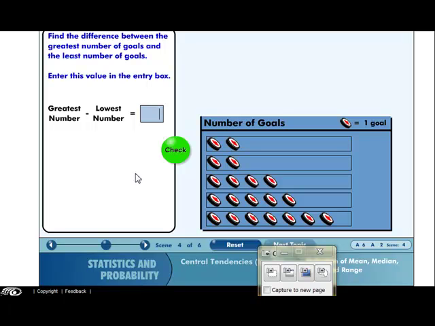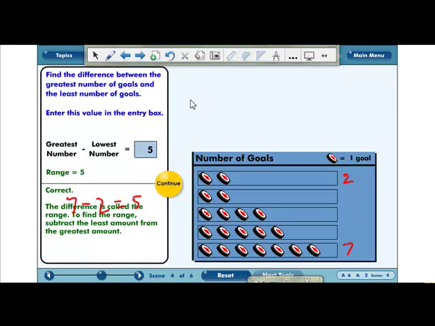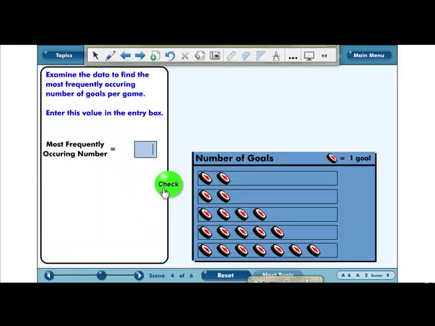We need to find the range. The range is the greatest number minus the lowest number. So our greatest number is this one right here, which is 7, minus 2, and 7 minus 2 equals 5. So our range here is 5. Let's check that answer. And yes, that is correct, that the difference between the lowest and the highest is the range. And so the range is 5.